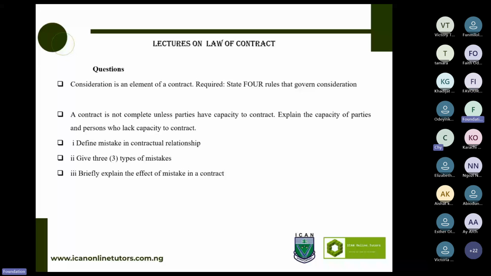Who is taking the lead? Consideration means price. Sorry, it must move from the promisee. Okay. Then it must be sufficient and not necessarily adequate. And it must not be illegal, it must not be immoral. Perfect. Thank you for your contribution.